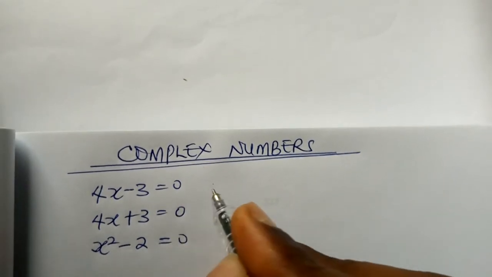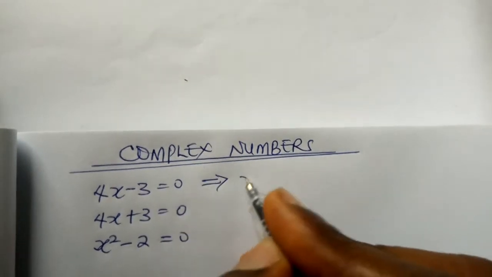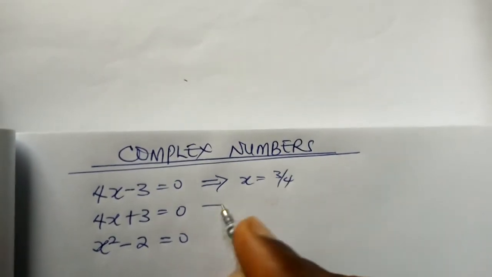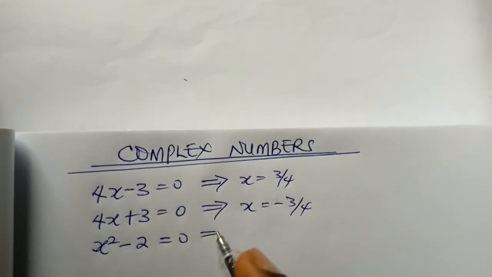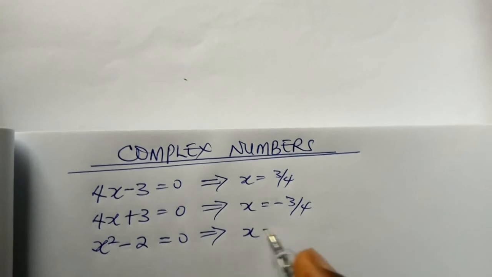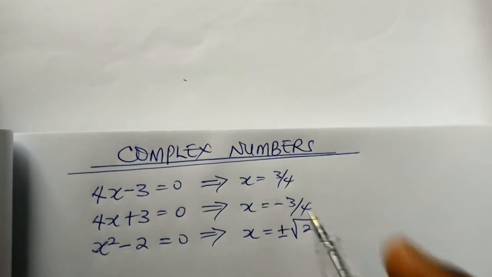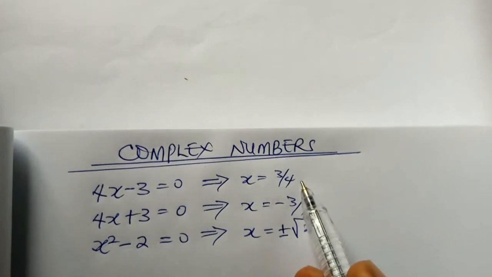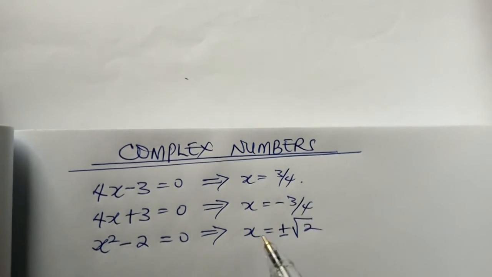We have seen that in order to solve equations like this one will give us x is equal to 3 over 4, this one will give us x is equal to minus 3 over 4, while this one will give us x is equal to plus or minus root 2. A solution of this type is called a rational number, while a solution of this type is a negative number, and this one is an irrational number.